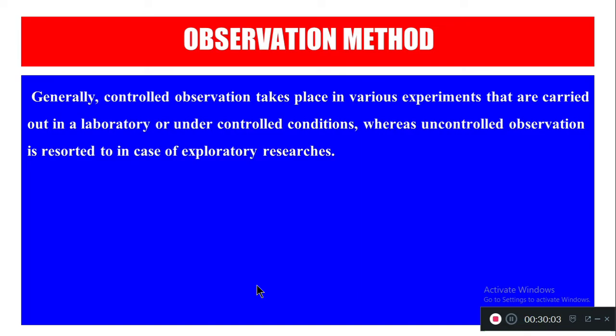First, we have seen what the observation method is. Then we have seen the structured observation method and unstructured observation method, with their merits and demerits. Then we have seen the participatory observation method, non-participatory observation method, and disguised observation method with examples. Then finally we have seen the controlled observation method and uncontrolled observation method and their merits. So this is all about the observation method.